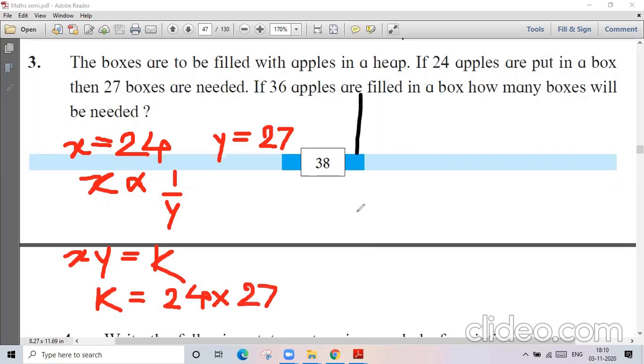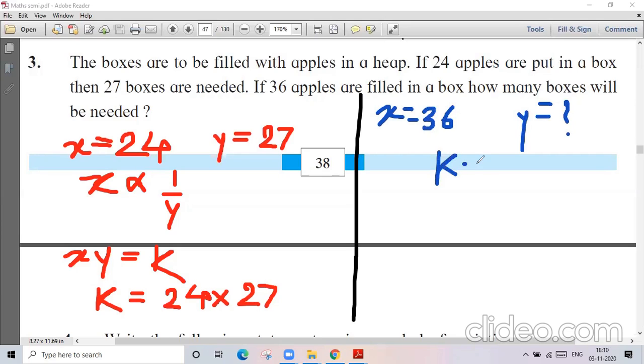काय विचार तुम्हाला इथे बघा. इथे सॉल्व्ह करतो. काय विचार तुम्हाला इथे. If x is equal to 36, जर आपण 36 apples भरले एका बॉक्स मध्ये, how many boxes will be required? So how many boxes, that is y is equal to how much? Right? चलो आता इथे सॉल्व करा.